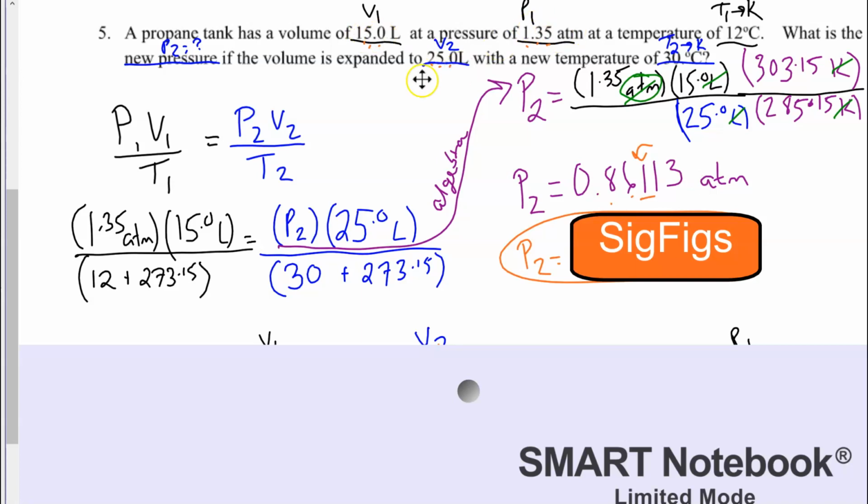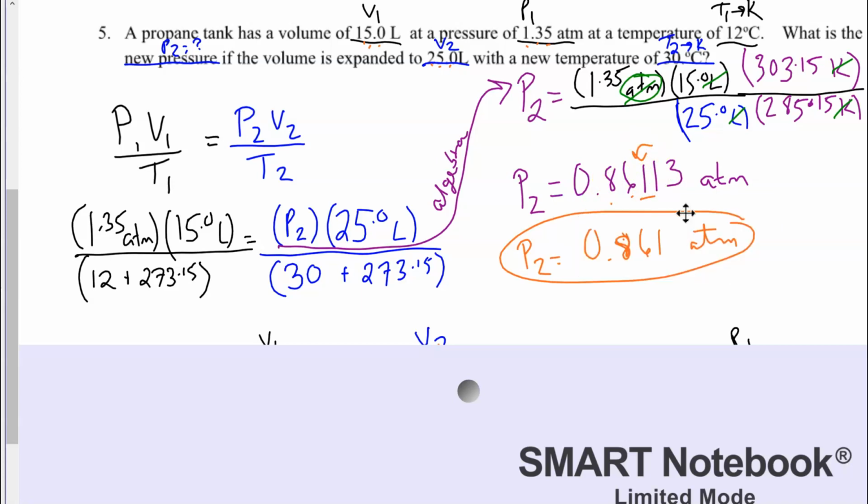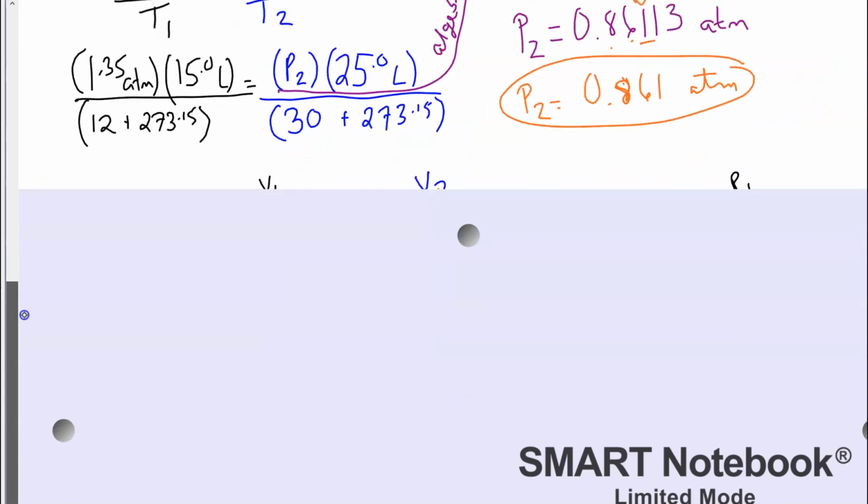Look back to your problem. 3 sig figs, 3 sig figs, 3 sig figs. Temperature is weird, but when we add these up, we conserve decimal places, so it actually has 3 sig figs. So our final answer, we want 3 sig figs. Decimals present, start at the first non-zero. That means the 0 is a placeholder. 1, 2, 3. Look to the right. Will the 1 round the other 1 up? Nope. Final answer is 0.861 atm.